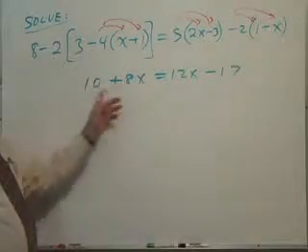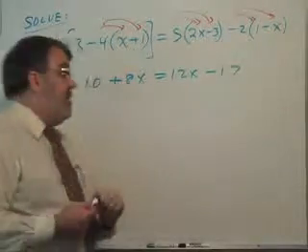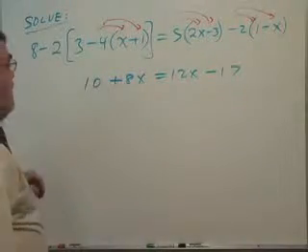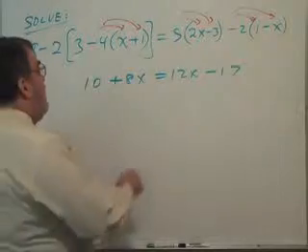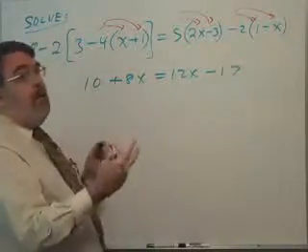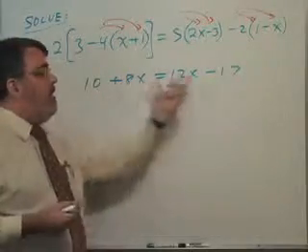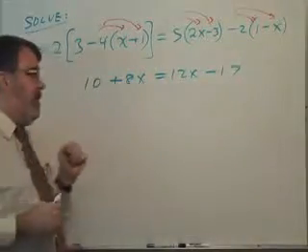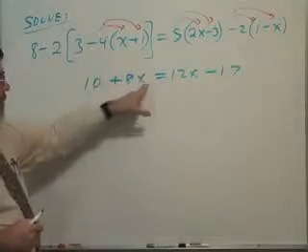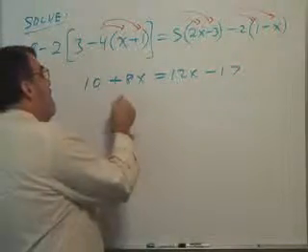So here's where we left off. 10 plus 8x equals 12x minus 17. And now it's like any other problem. Any other linear problem always ends up at some point with no more than 4 terms once you've done all the simplifying you can do. Here I'm going to subtract 8x from both sides.